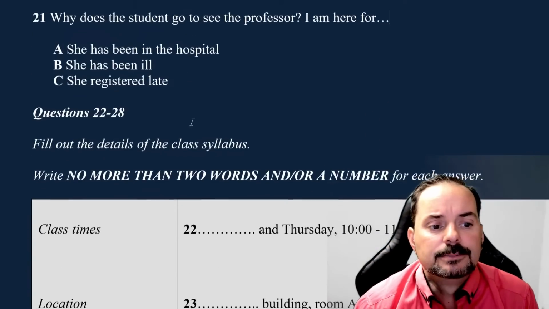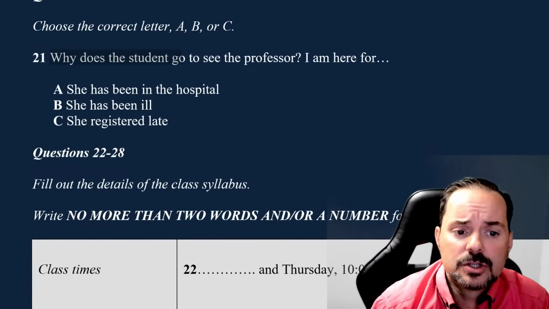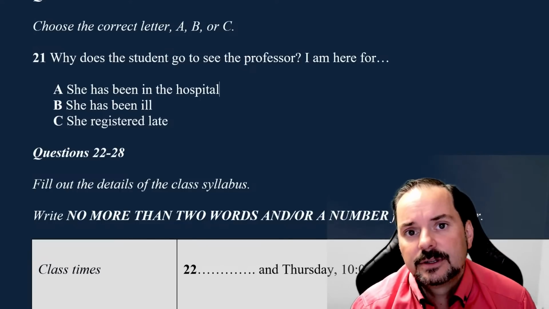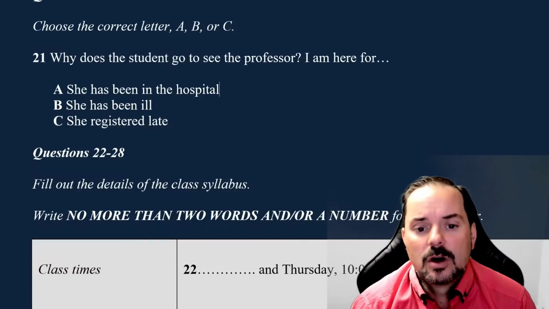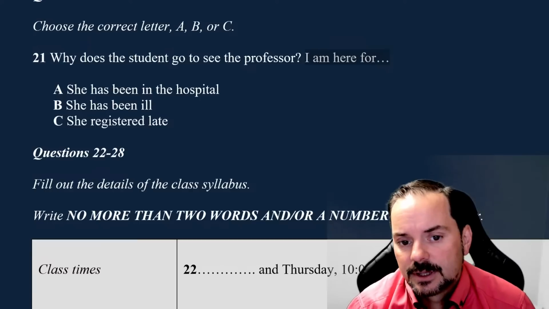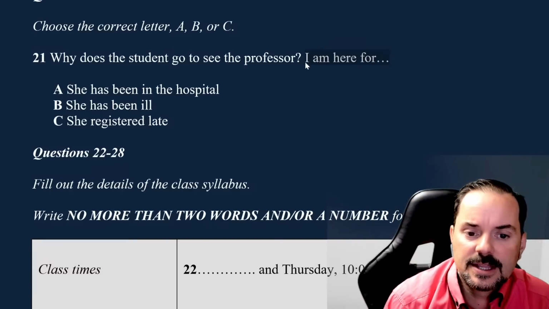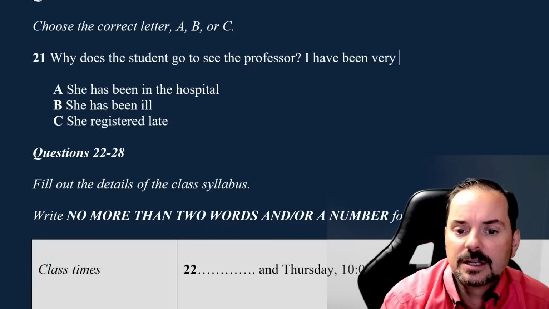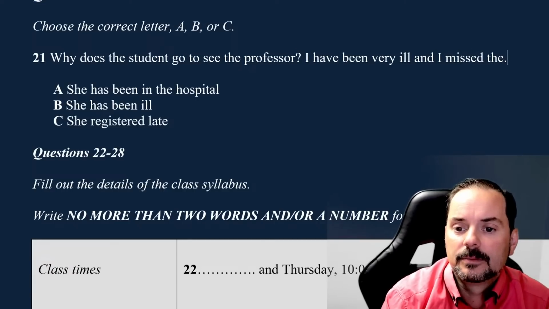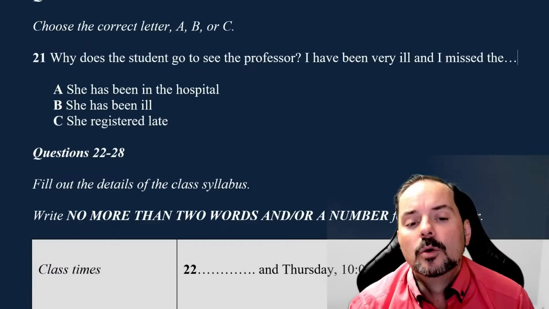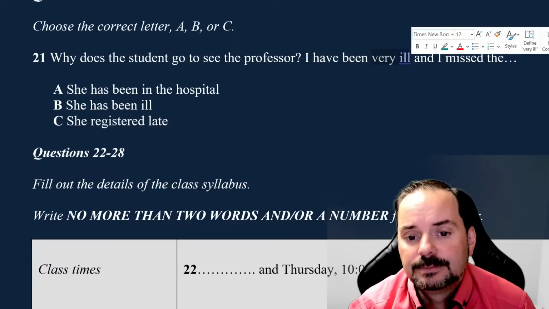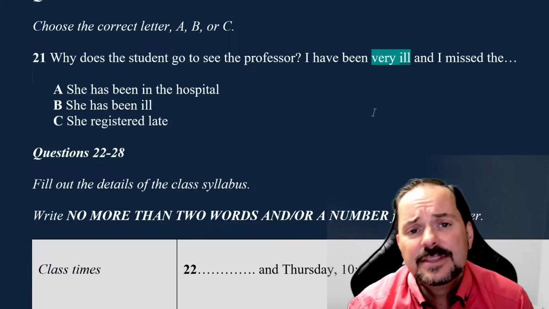Okay, so here, question 21. Why does the student go to see the professor? So I realized that this is a question, and they usually don't say questions in the audio. They say statements. So I thought maybe the student will say something like, I'm here for. She doesn't quite say that. She says, I have been very ill, right? And I missed the, right? So always listen for the statements in the multiple choice and listen for the answer. And then I can match it up.